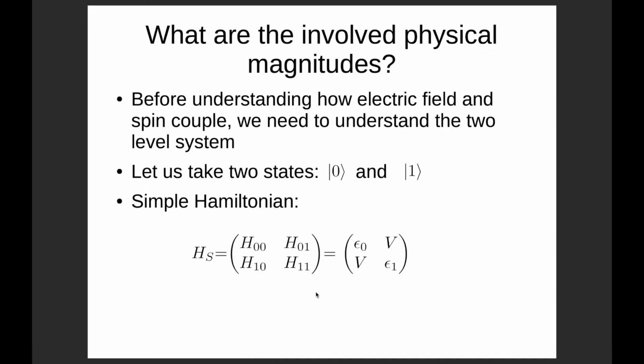Before understanding how these two quantities couple, let's study a little bit the two-level system. Let's take two states, 0 and 1. This defines a simple Hamiltonian, which is a 2x2 matrix. The first element will be the on-site energy for the first state, 0. The second element will be the energy of the second state, number 1. And the interaction between the two states is given by V.